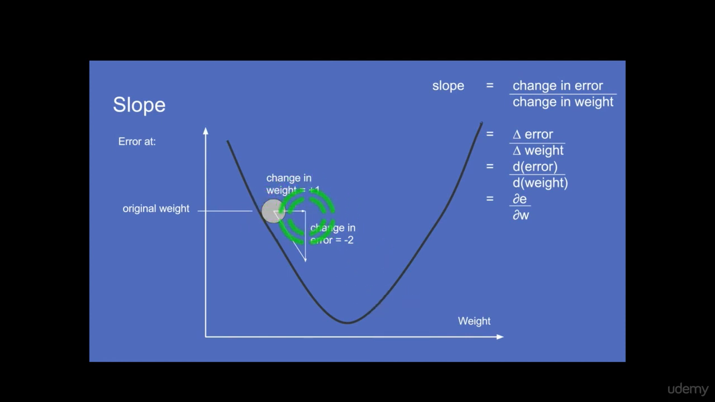And so the change in weight in relation to the change in error, this relation is the actual slope. So we can say that the slope is equal to the change in error in relation to the change in weight. And we can also say the slope is equal to the derivative of E with respect to W. In this case, we added 1 to the weight, which made the error -2, which gave us a slope value of -2.